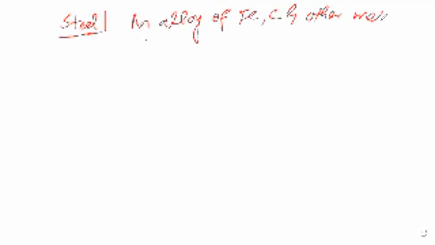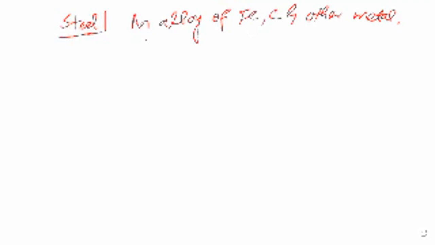We are going to study about steel. What is steel? Steel is actually an alloy. An alloy of iron with carbon and other metals, meaning we can take other metals. When they mix, this is called an alloy. It is a physical mixing.